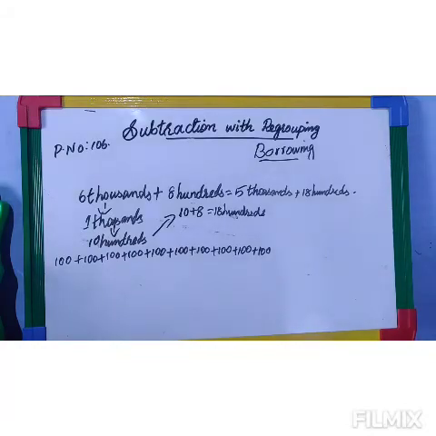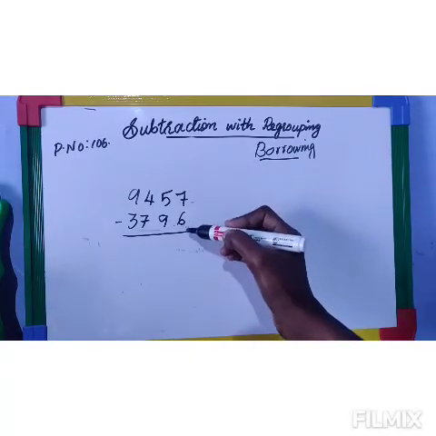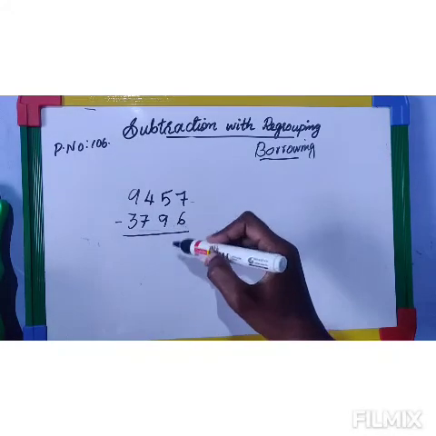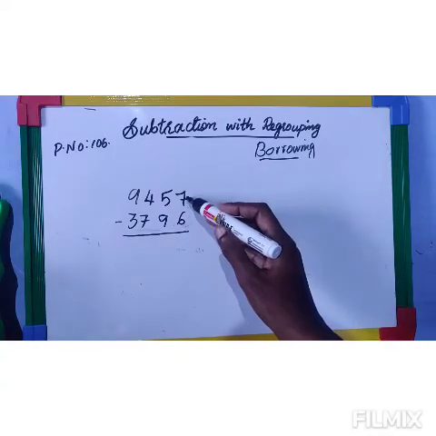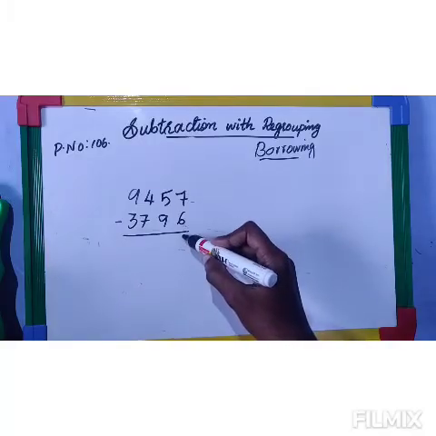Okay, now using this, let's do the subtraction sum. Let's do this borrowing sum. 7 minus 6: this is a big number and this is a small number, so it is easy, ordinary minus. So 7 minus 6 is 1.